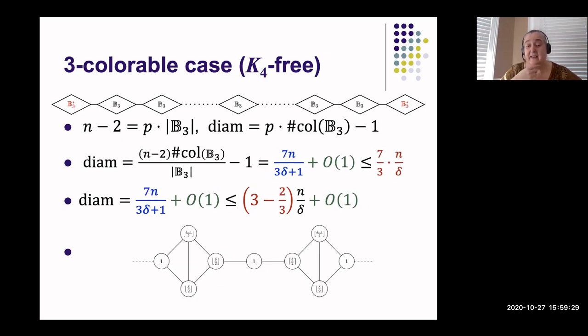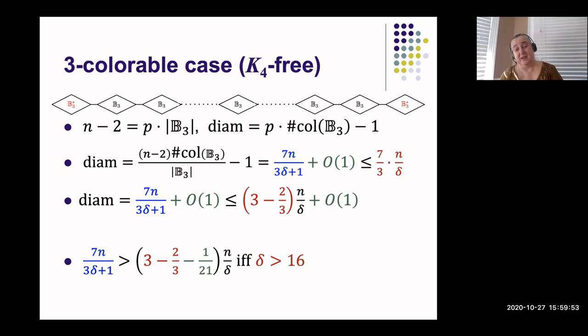And in fact, even when delta is not even, you can use the same block. You just have to modify your number of vertices accordingly. It works both for even and odd delta with appropriate floors and ceilings. So what we have here is 7n over 3 delta plus 1, and it's bigger than the conjectured Erdős bound when delta is bigger than 16.